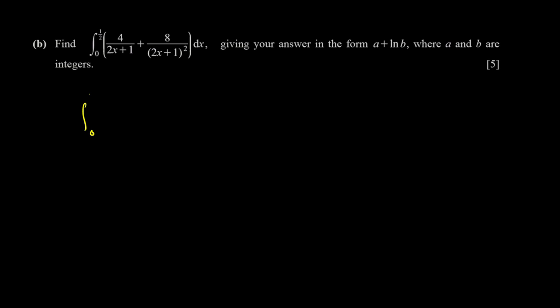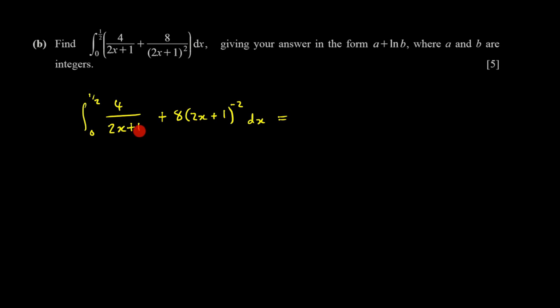So the integral between 1/2 and 0 of 4 upon (2x + 1) plus 8 bracket (2x + 1) to the power of -2. So I rewrite that in indices form. The negative means 1 divided by. And what I'm saying is that this thing here integrates to give ln.